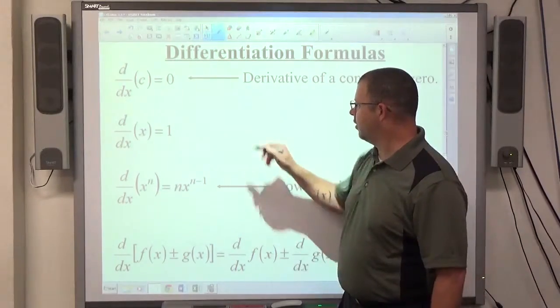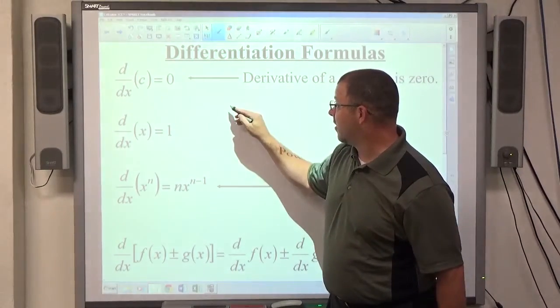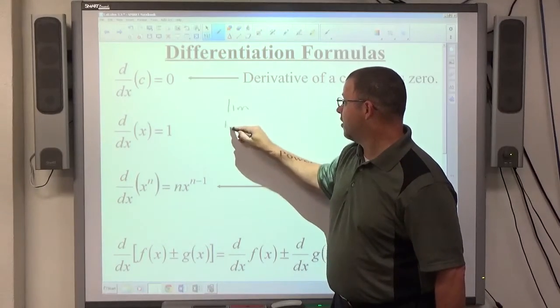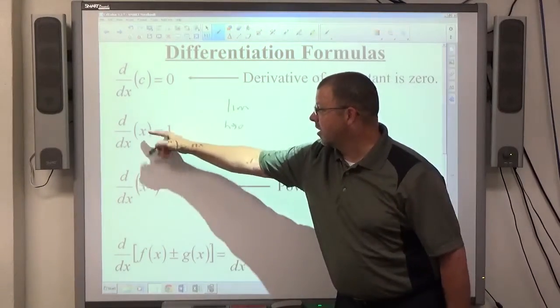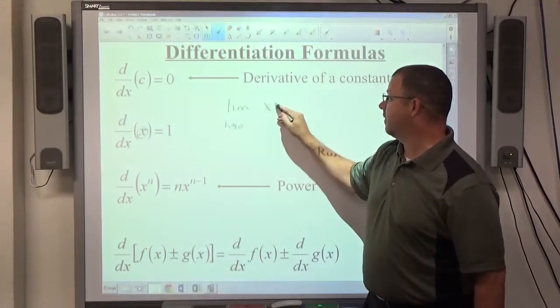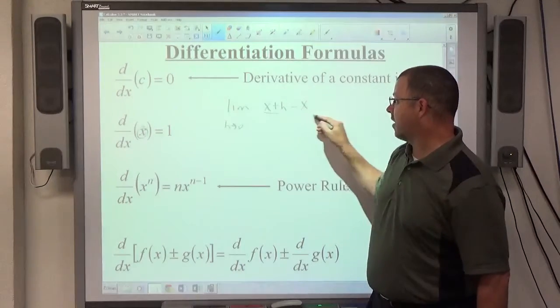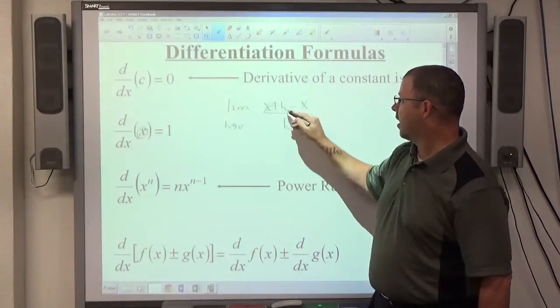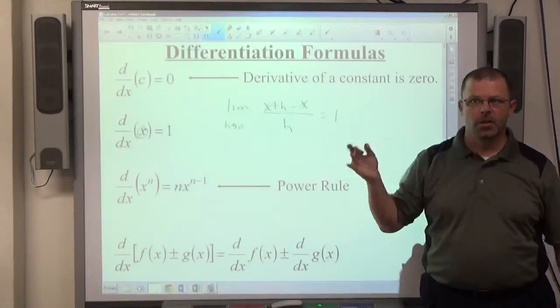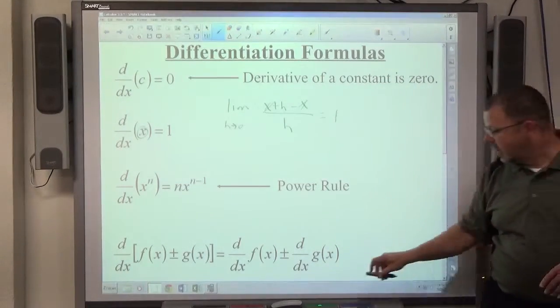Okay, and if we just were to use the f of x plus h deal there, right? Limit as h approaches 0 of f of x plus h, if the function's x, would be x plus h, right? Minus x, that's f of x, all over h. Cancel, cancel, h over h equals 1. Right? So the derivative of x is just 1.